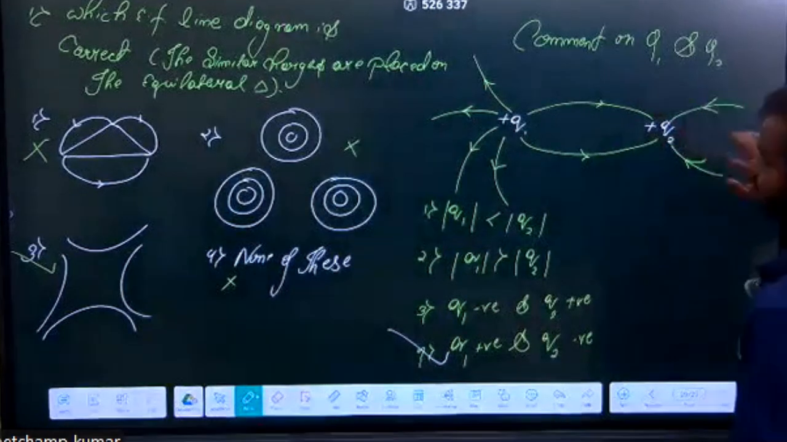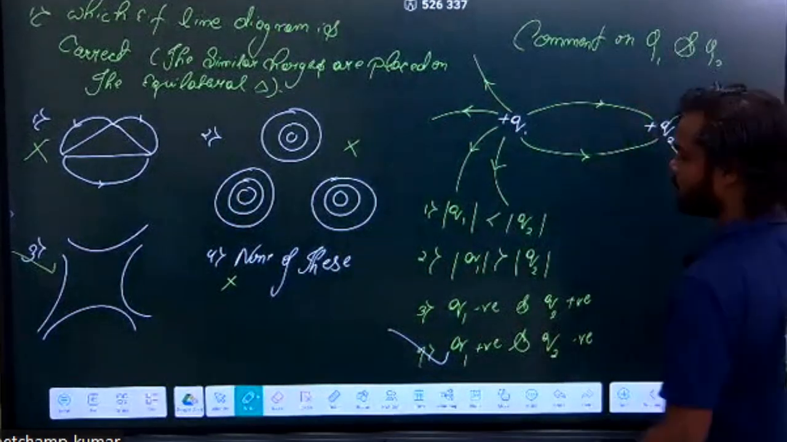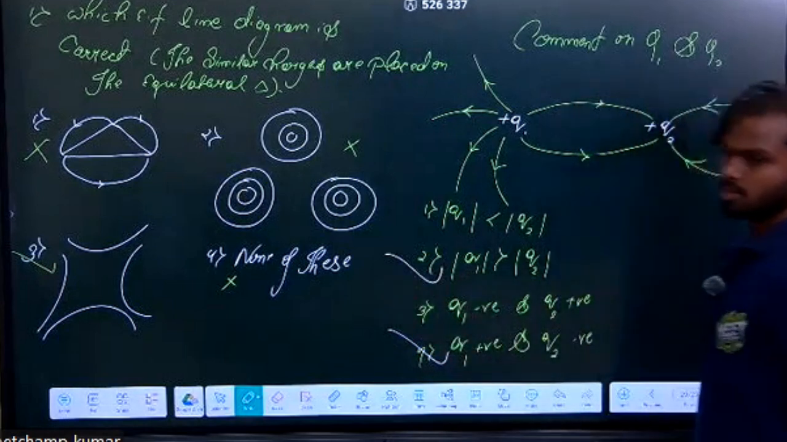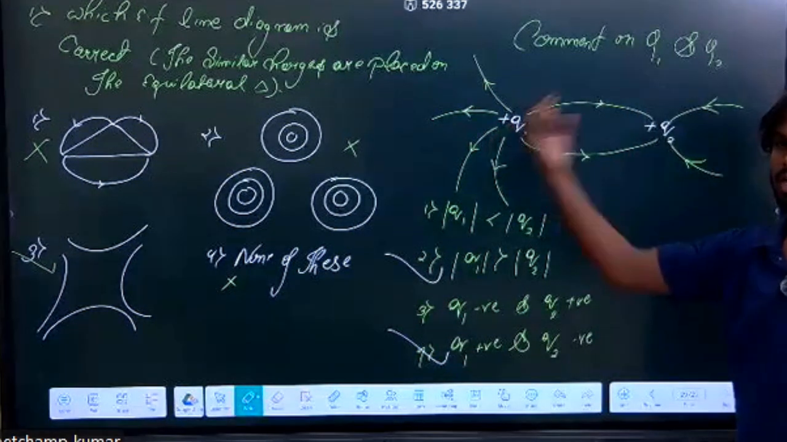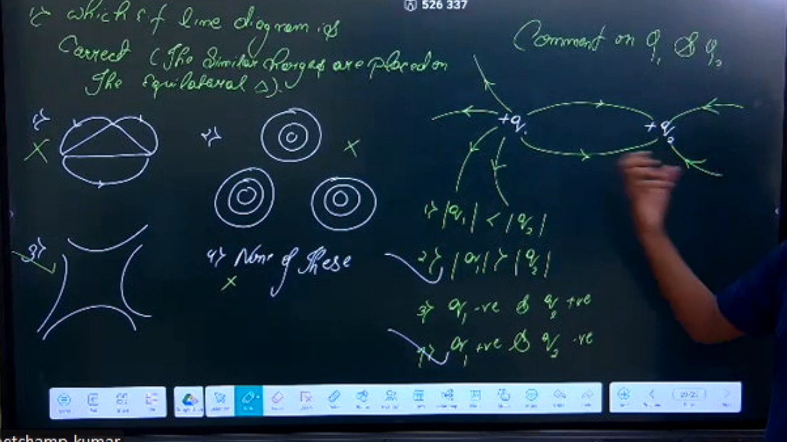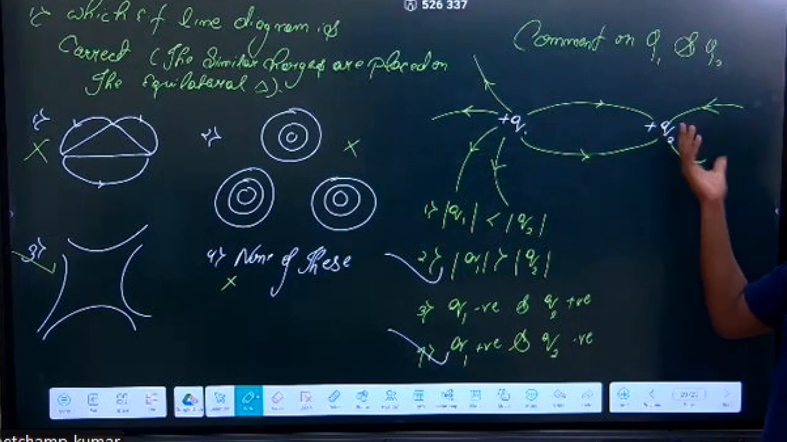1, 2, 3, 4. 4 electric field lines. So Q1 magnitude is greater than Q2 magnitude. Simple. Because it has more electric field lines, so more charge. It has less electric field lines, less charge.